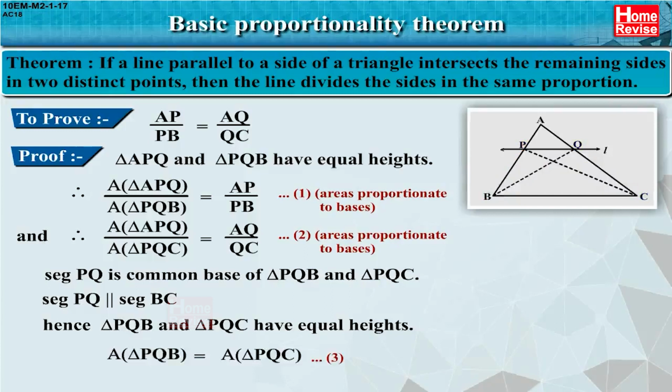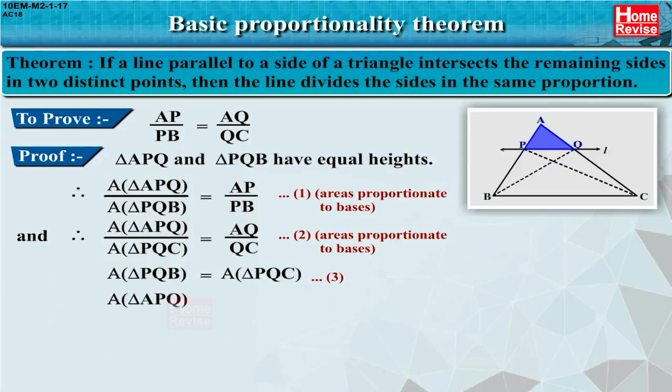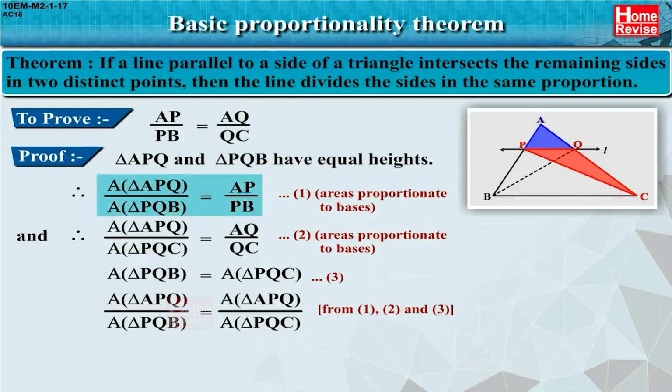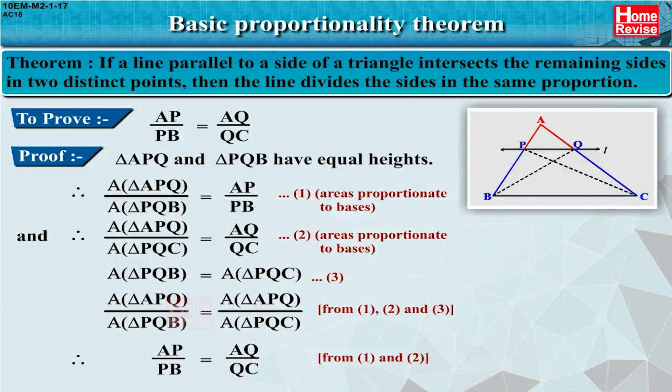Equation 3. Area of triangle APQ upon area of triangle PQB is equal to area of triangle APQ upon area of triangle PQC. From equation 1, 2 and 3, therefore, AP upon PB is equal to AQ upon QC.